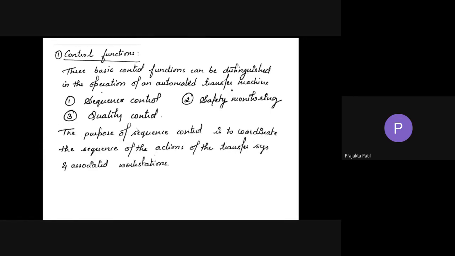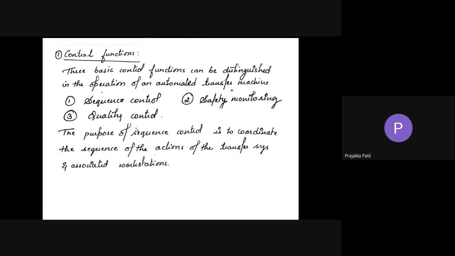The purpose of sequence control is to coordinate the sequence of actions of the transfer system and associated workstations. When we talk about sequence, everything has to go in a perfect sequence. Suppose you consider a work transport system like a robotic arm, it has to follow a certain sequence. It has to lift the parts from the station, and move them to that station. So all of these things have to be very well coordinated.